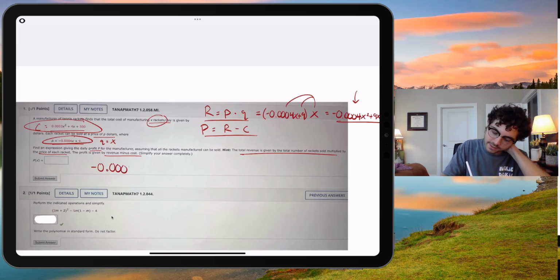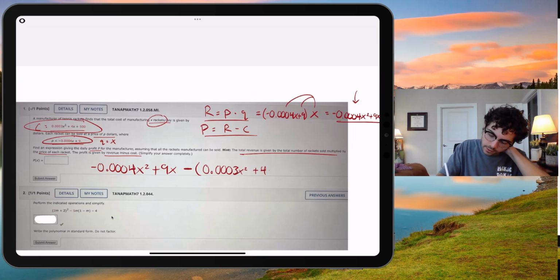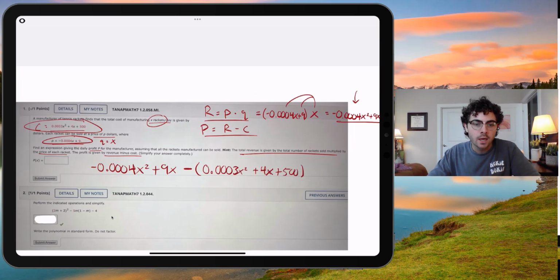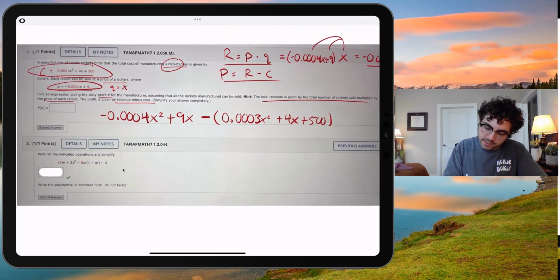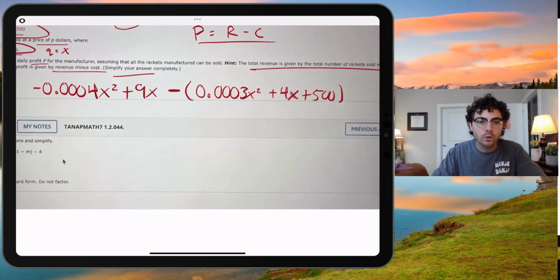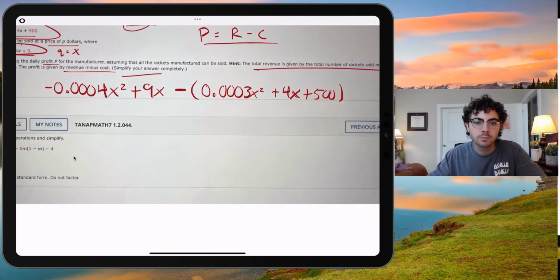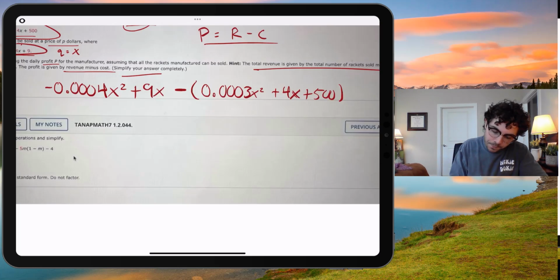Negative 0.0004x squared plus 9x minus, in parentheses, 0.0003x squared plus 4x plus 500. All right, so really we're pretty much done, but they tell us to simplify our answer completely. So we do have to combine some like terms and simplify it, and then we'll be done. So we are doing this x squared term minus this x squared term.